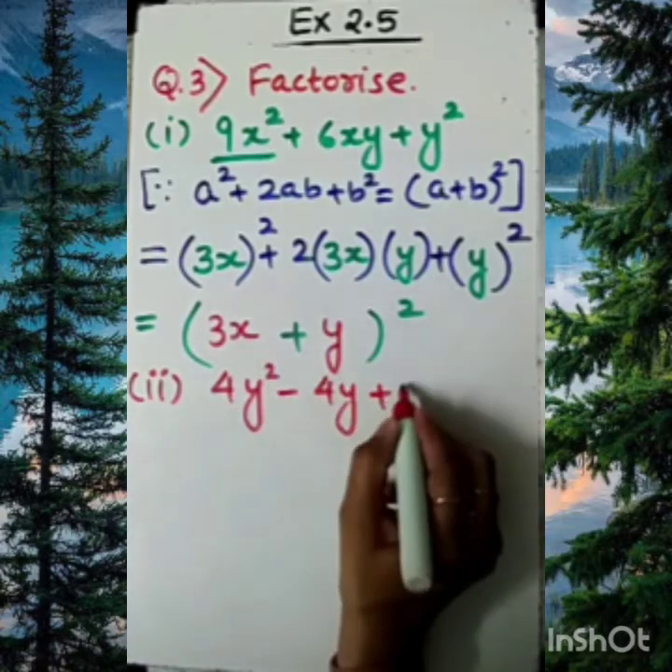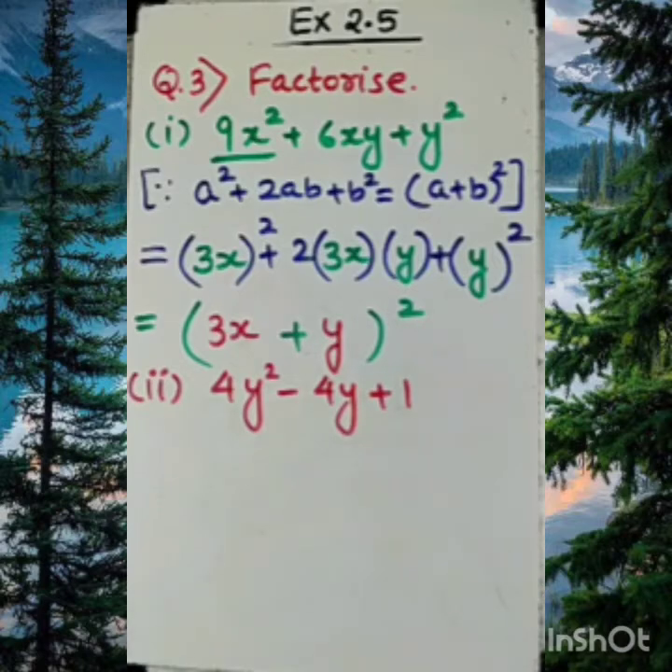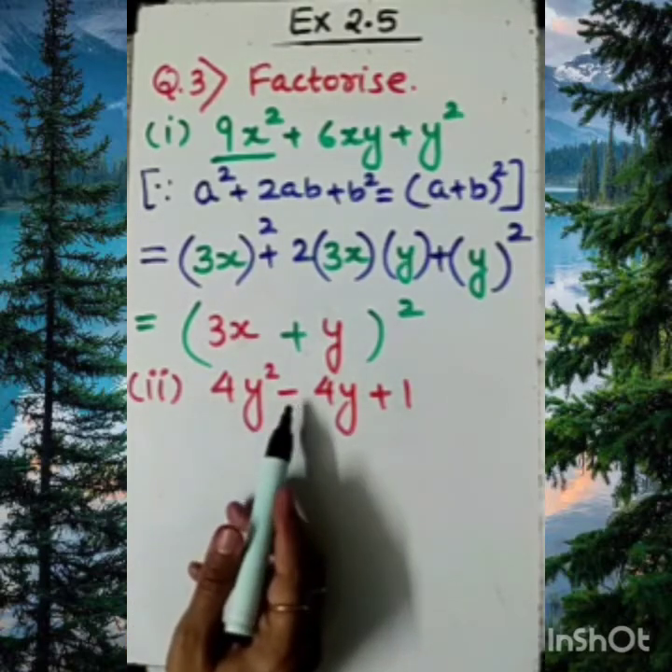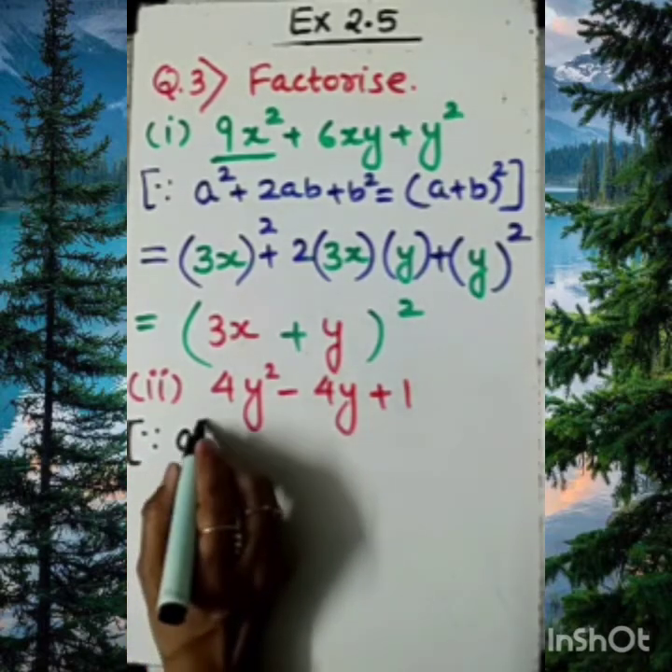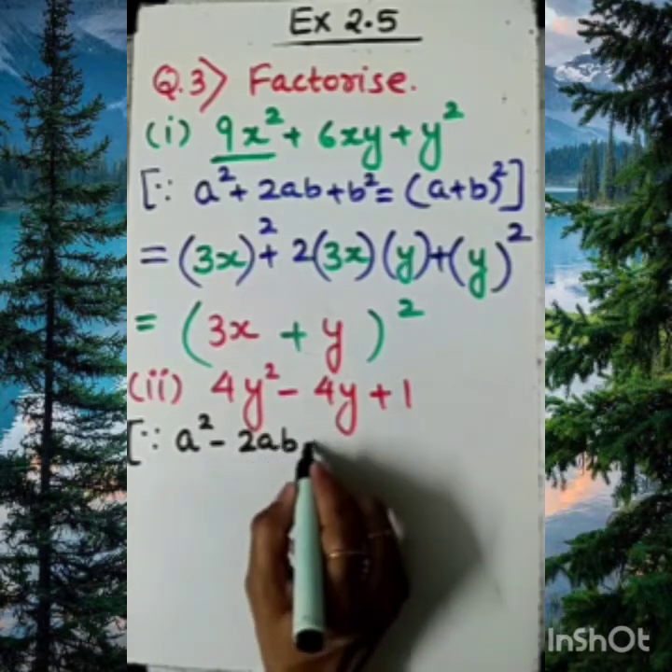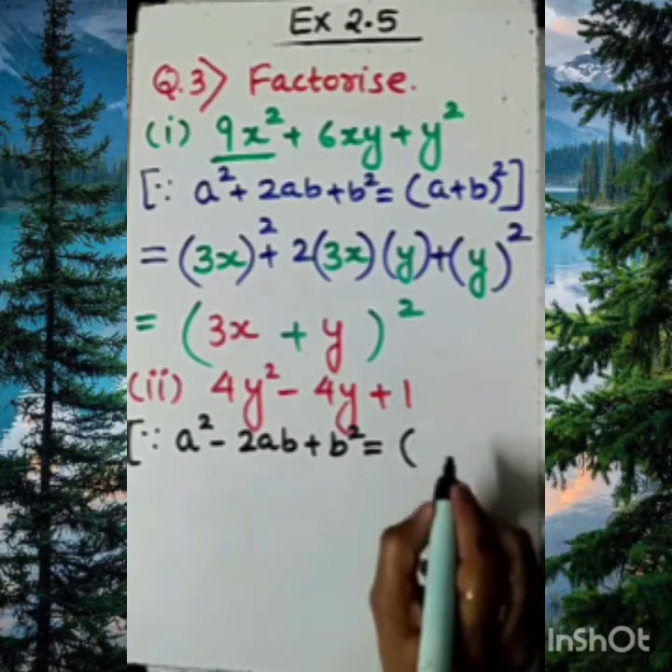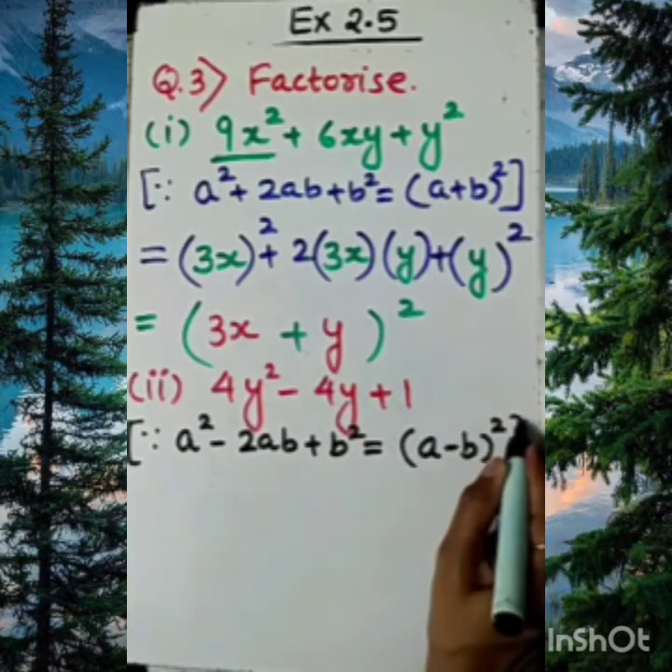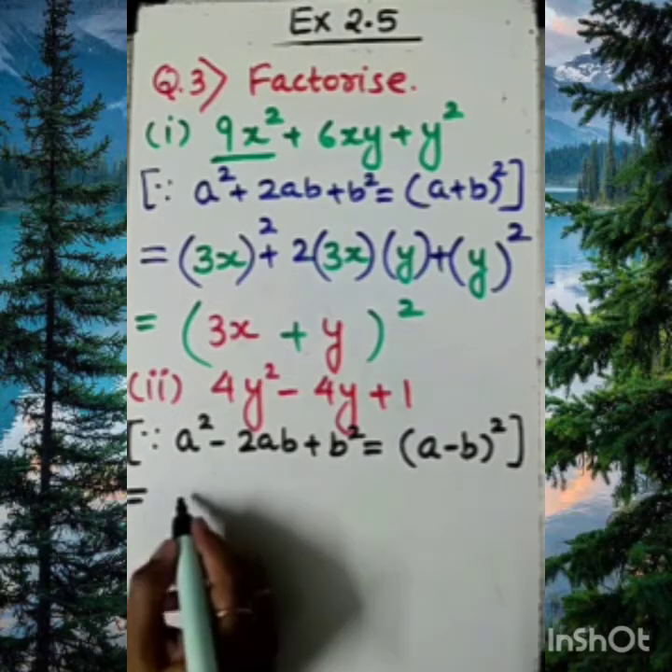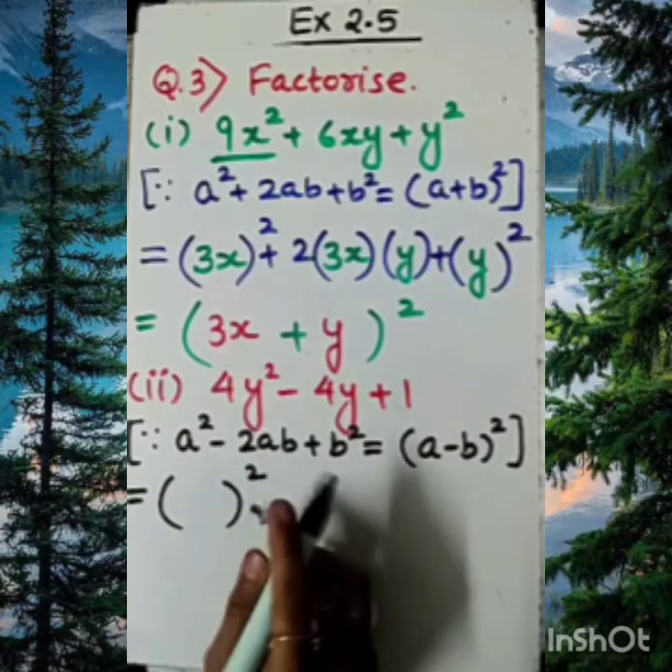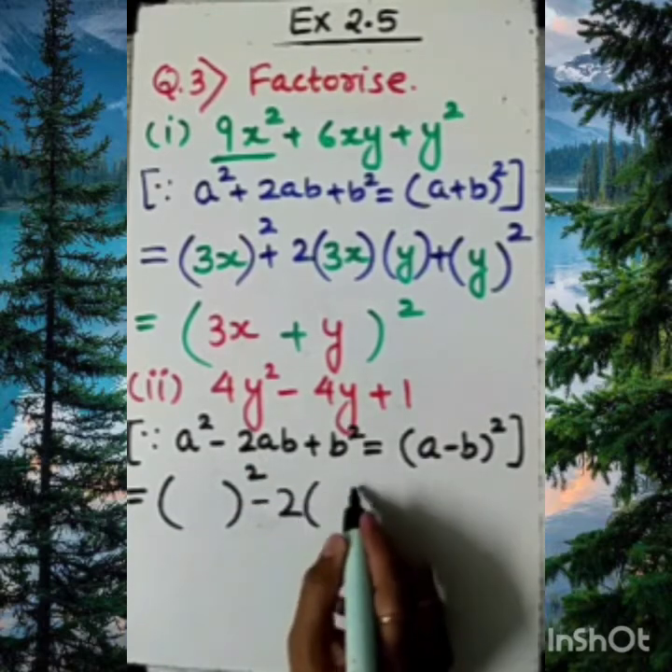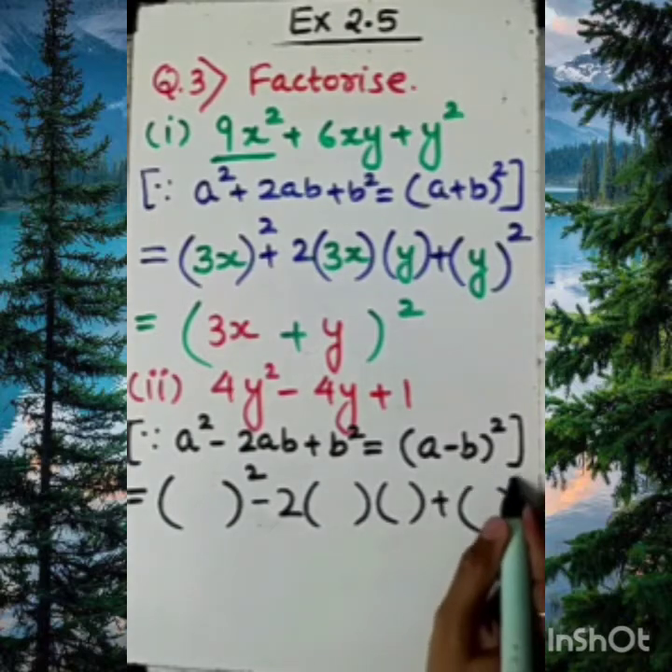But here you can see, dear student, the question given is 4y square minus 4y plus 1. Instead of plus, here it is given minus. So, dear student, we need to apply our second identity. If you recall, a square minus 2ab plus b square equal to a minus b whole square. Now I am going to put it here: a square, here it is minus, so minus 2ab plus b square.